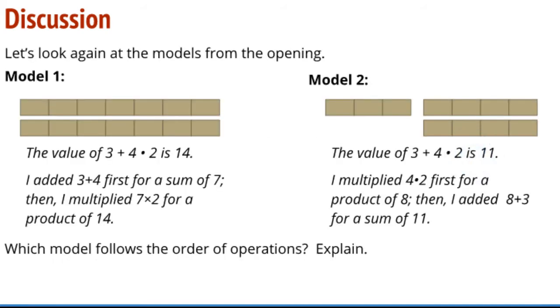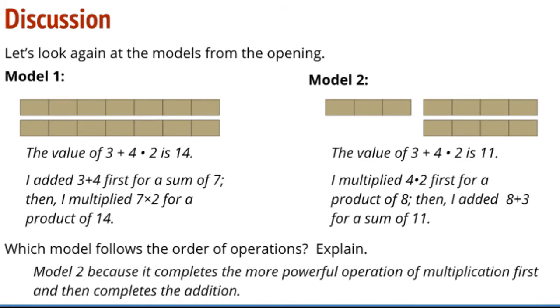So I want to take a look again at our models from the opening. And we've got Model 1 and Model 2 with the same explanation. So take a moment and evaluate here which of the two models follows the order of operations. Which one did the more powerful operations first and then moved on to the less powerful operations? Well, hopefully you said, hey, that's Model 2 because it completes the more powerful operation of multiplication first. We doubled the 4 times 2, and then we added on the 3.